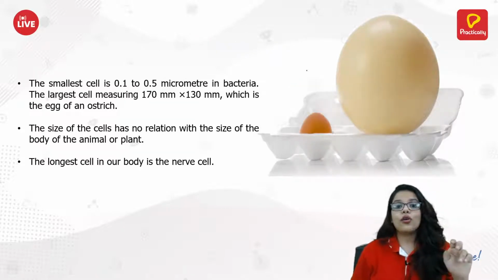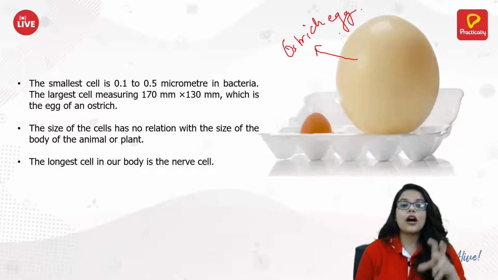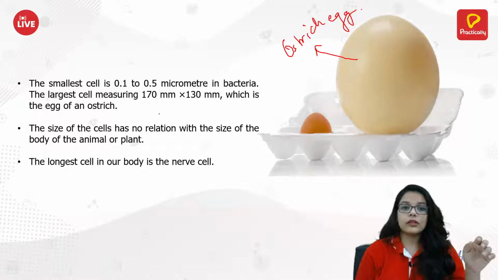But there are also cells such as an ostrich's egg. This is an ostrich's egg, which is actually one of the largest cells in the world. And it is one cell only. It is not that it is a number of cells inside.